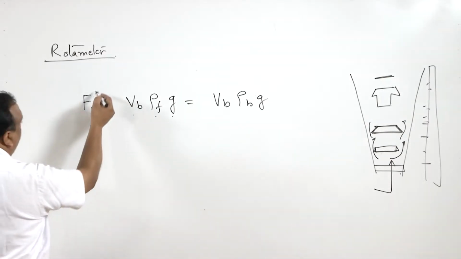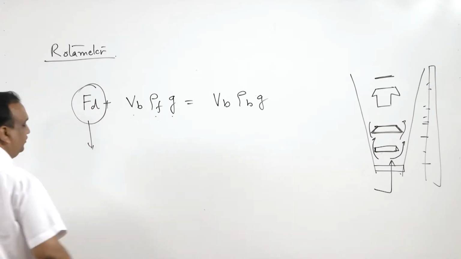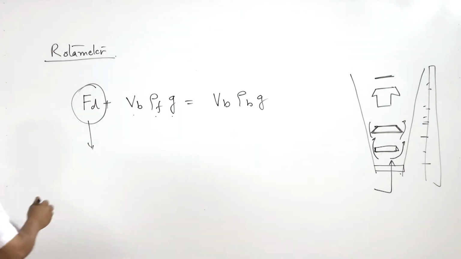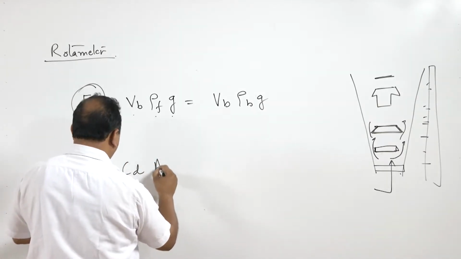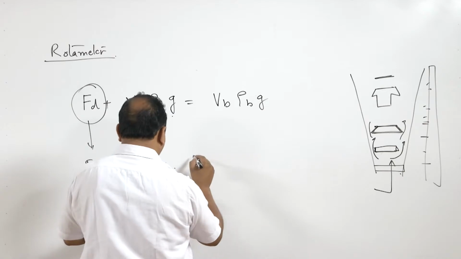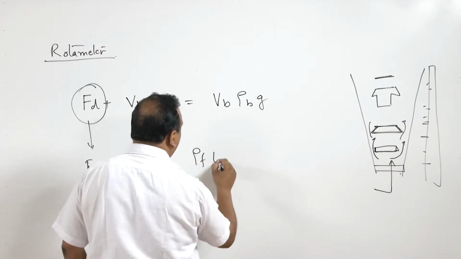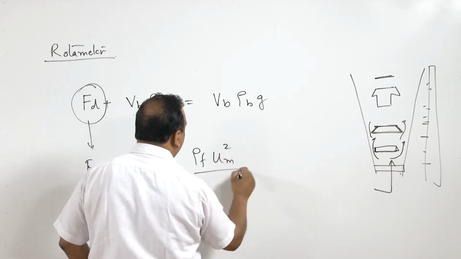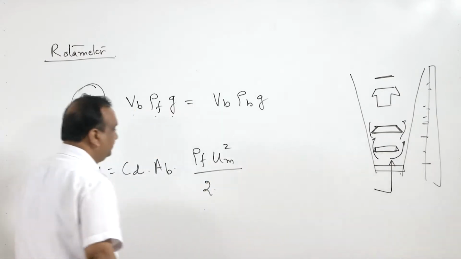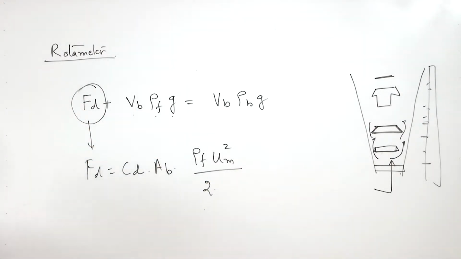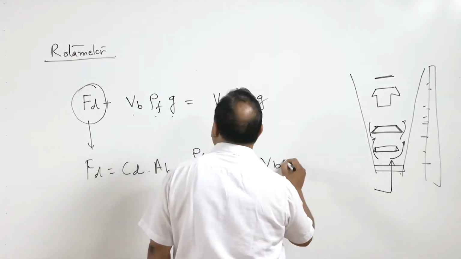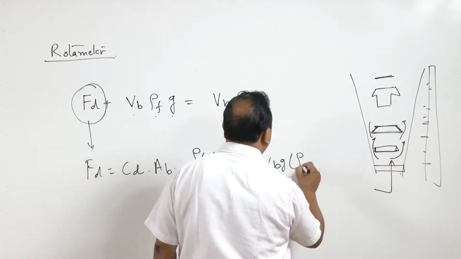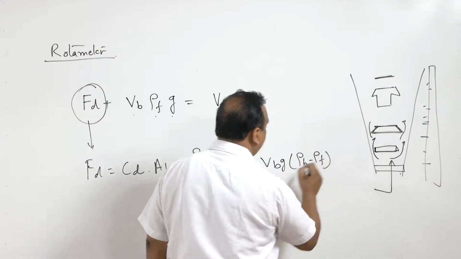Now Fd, how to calculate Fd, the drag force? For drag force we have the formula Fd is equal to Cd times area of the bob, density of the fluid, mean velocity of the fluid squared, divided by 2. This is the drag force. And this drag force is equal to Vb g (rho b minus rho f).